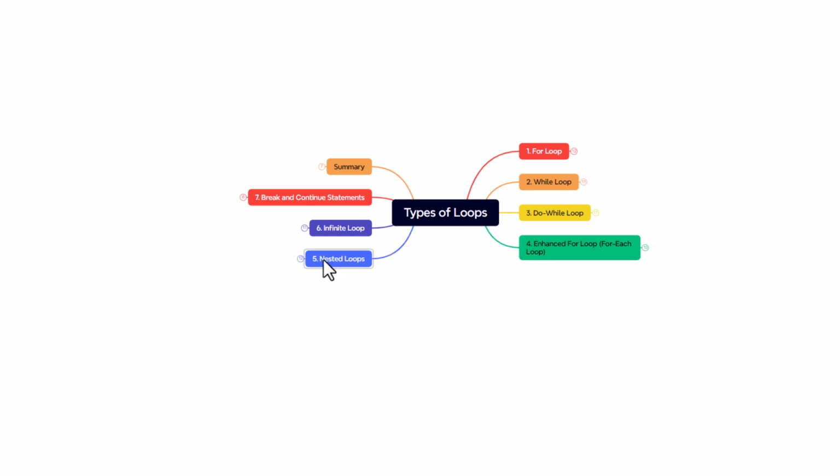Also, we have nested loops. A nested loop is nothing but loops that are created using all these traditional loops. And the infinite loop: by the name you can understand that this is one kind of loop, but this one is the infinite loop.